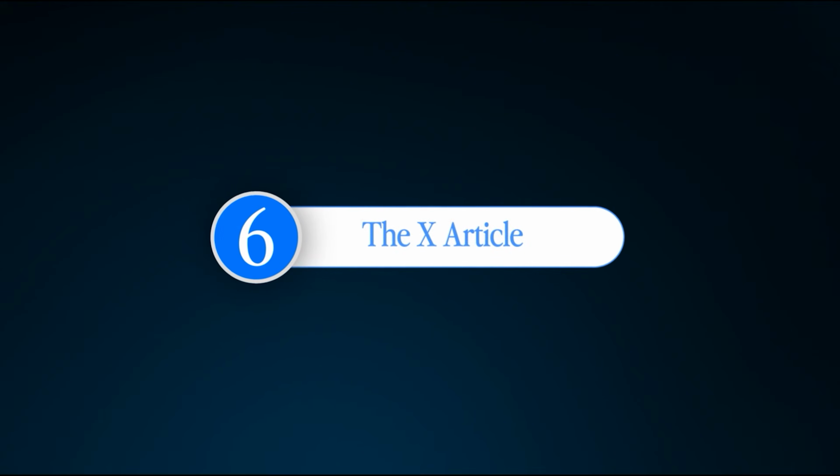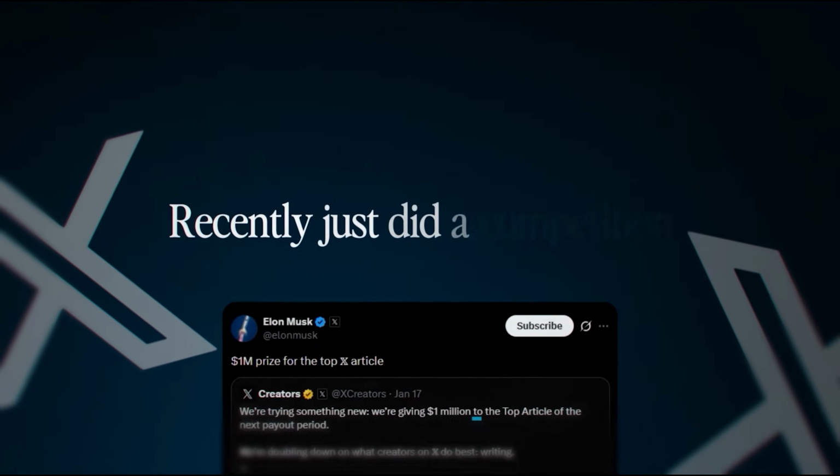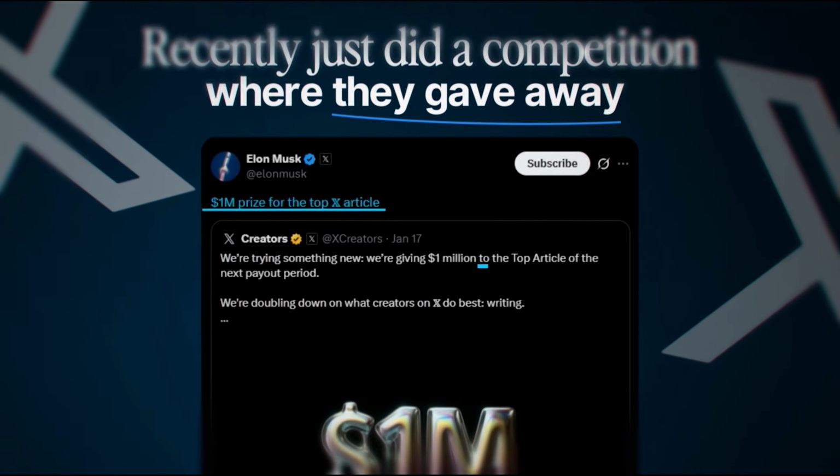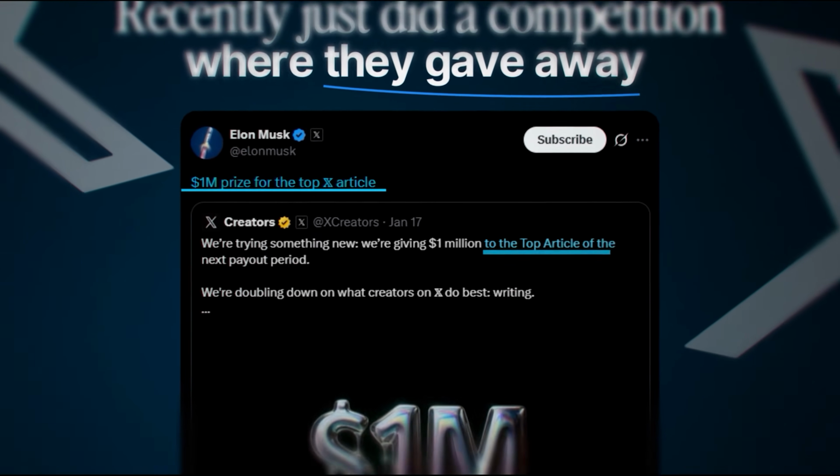And memes keep people entertained, but this final format is really what separates the amateurs from the experts. And that's going to be these X articles. X recently just did a competition where they gave away $1 million to the number 1 X article in that time frame. They gave $250,000 and $500,000 to second and third place as well. And it's really just gotten hundreds of thousands of new X articles going onto the feed, and they're really pushing this as a new trending feature.